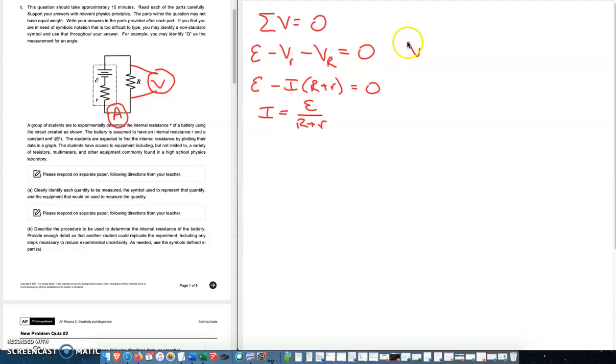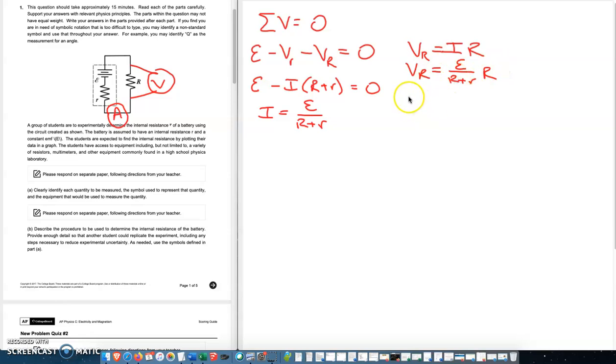Now we can also measure the voltage directly as well as calculate it. So we can come up with an equation here. Notice how I've gotten rid of the current. We can come up with an equation here with two things that we can measure directly. We can measure the voltage directly and we can measure the resistance directly. And unfortunately, we have the resistance in two spots here.